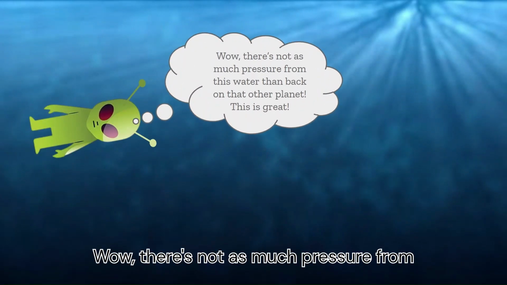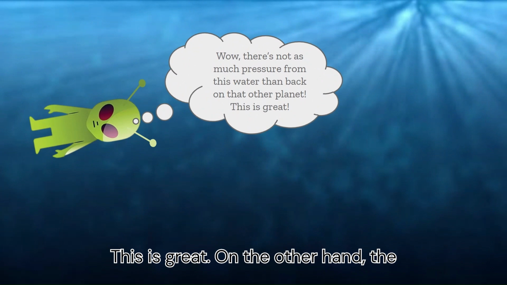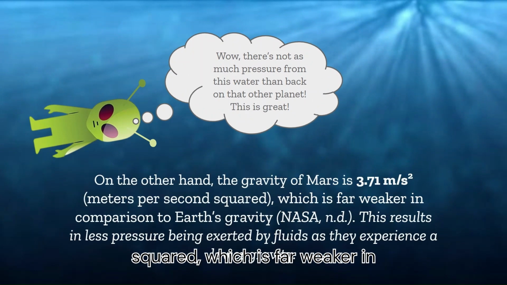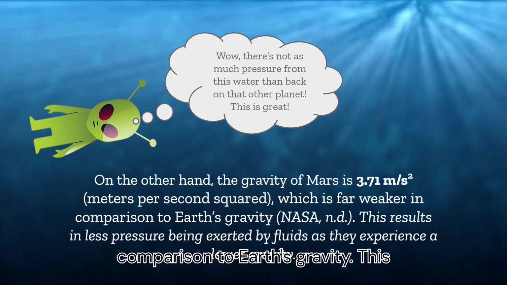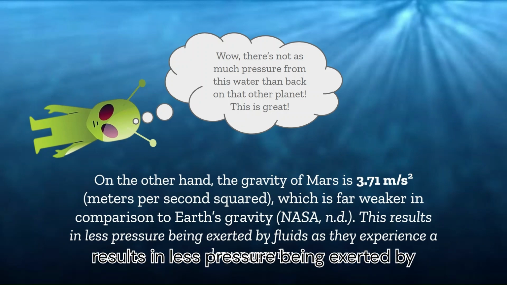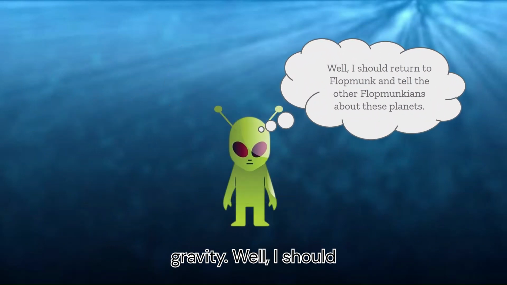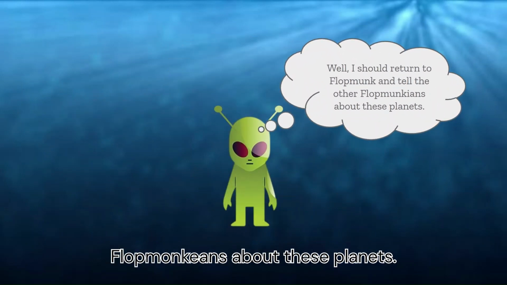Wow, there's not as much pressure from this water than back on that other planet. This is great. On the other hand, the gravity of Mars is 3.71 meters per second squared, which is far weaker in comparison to Earth's gravity. This results in less pressure being exerted by fluids as they experience a lower gravity. Well, I should return to Flopmonk and tell the other Flopmonkians about these planets.